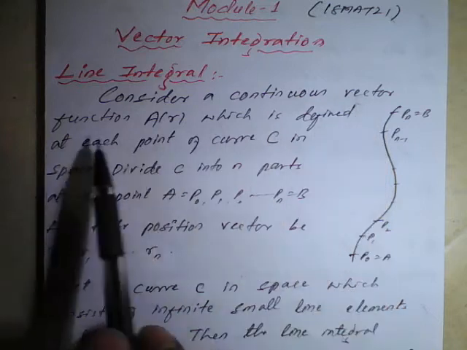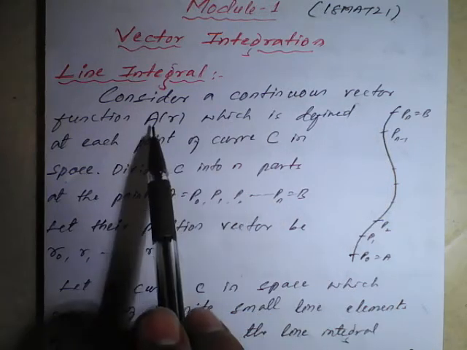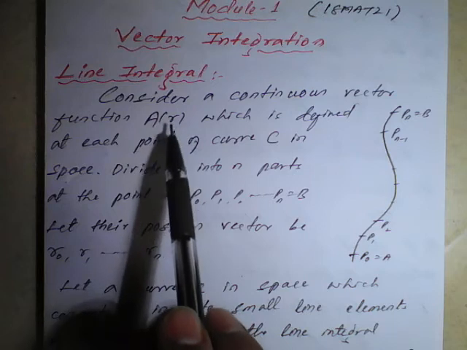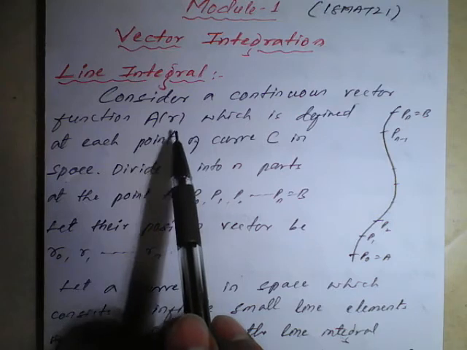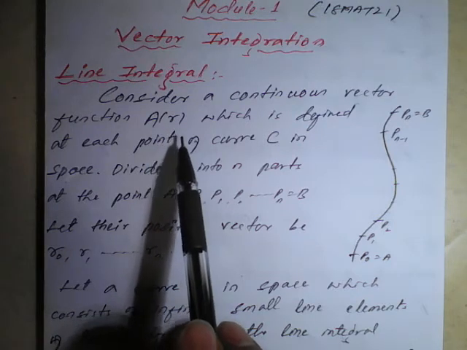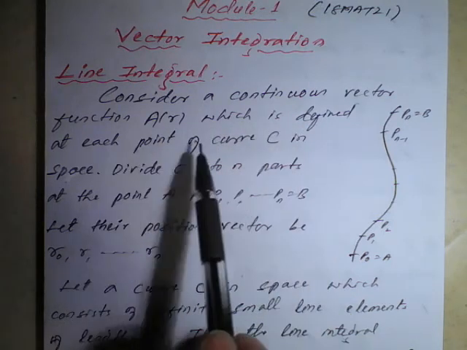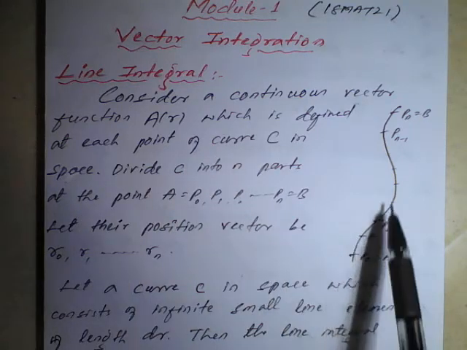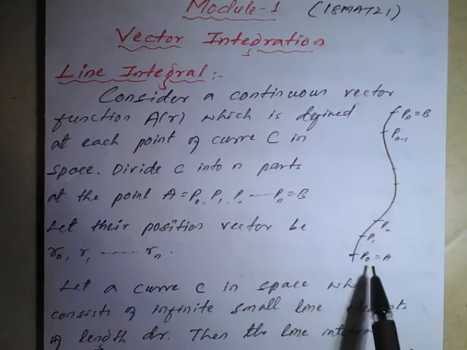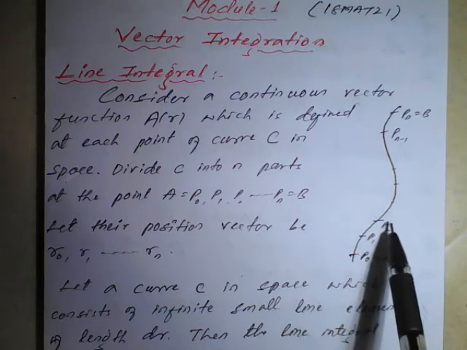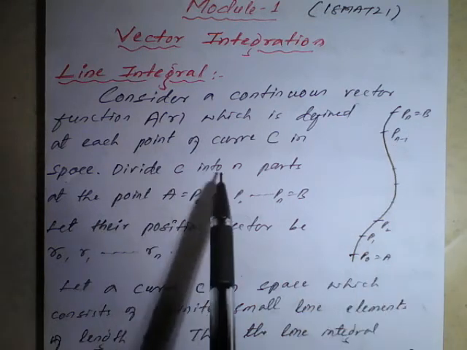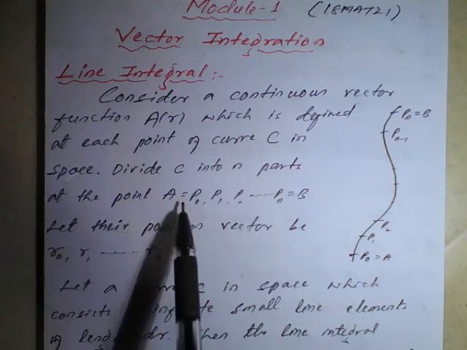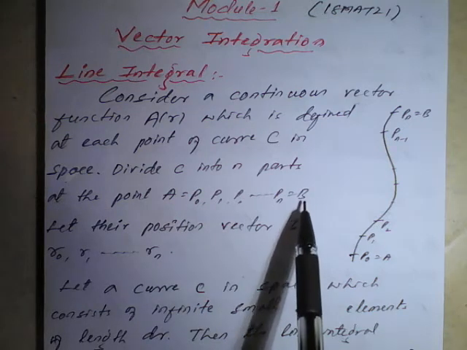Consider a continuous vector function A(r), means vector A of function r, where this function r is having three directions, that is x, y and z, which is defined at each point of curve C in space. Means this is one of the lines. So this line is divided into equal parts, that is I can say P0, P1, P2, and so on, Pn minus 1, Pn. The line is AB here. So divide C in n parts at a point A, P0, P1, P2, and so on, Pn, end point is B.